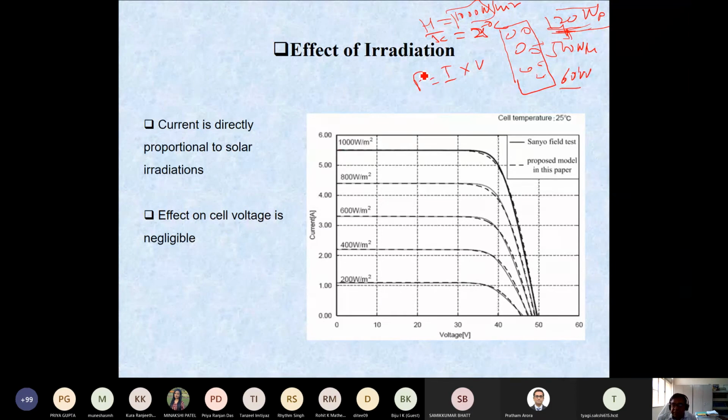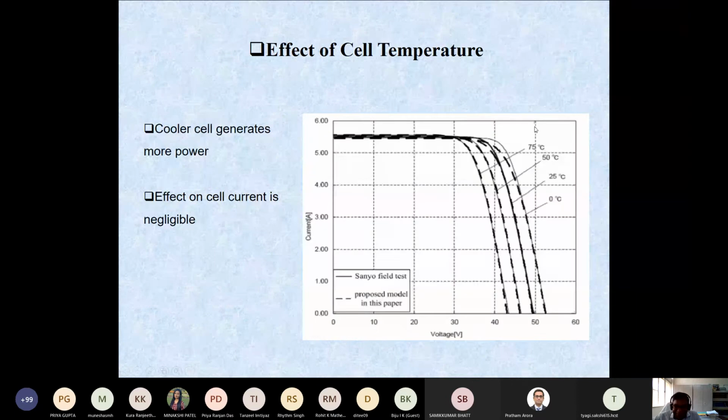This power is varied considering the current is directly proportionate, and the voltage, of course, has a slight drop, but that is negligible, so we don't consider this. So the power is also directly proportionate to the solar radiation. Otherwise this area is an ocean, I cannot discuss so many things. And now the cell temperature.